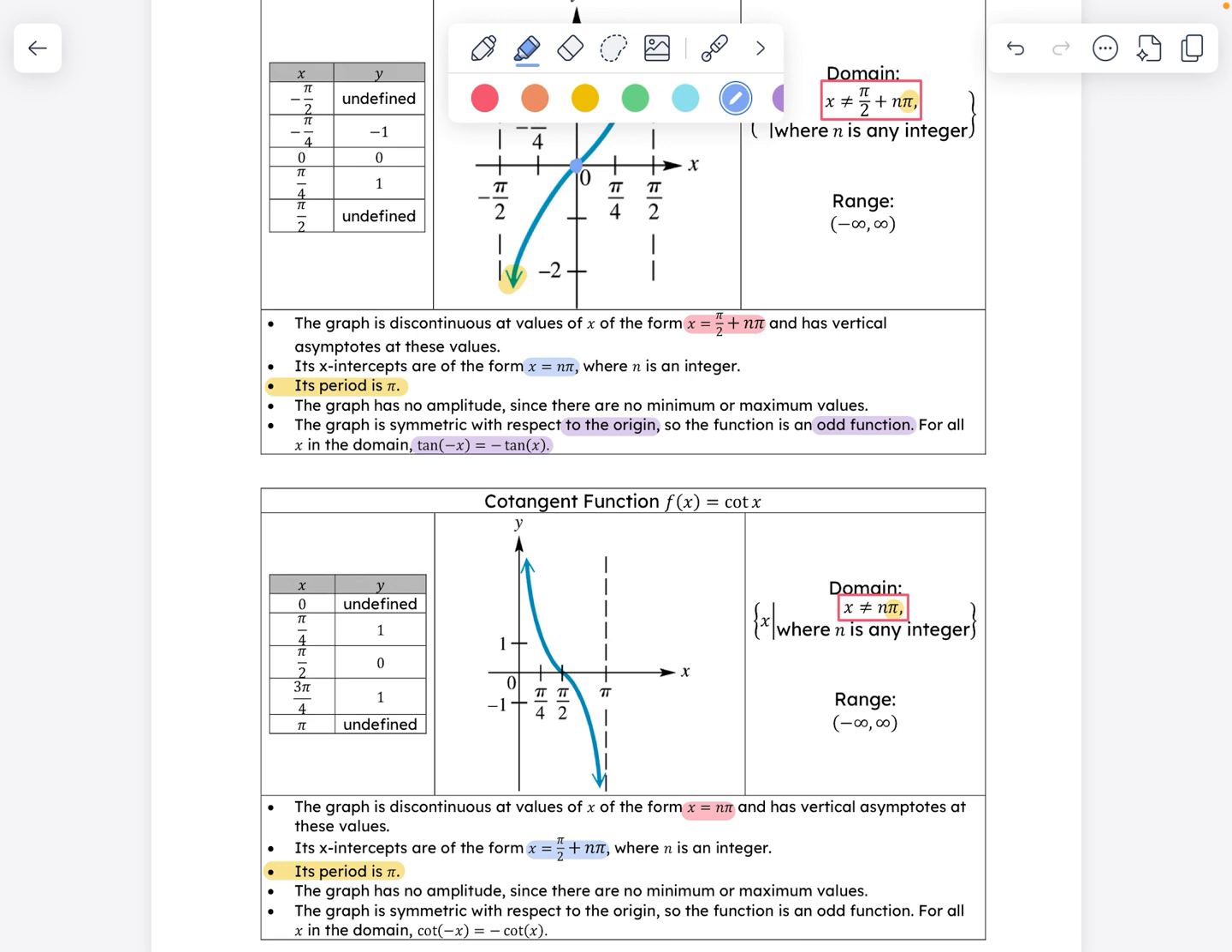If we are talking about it being even or odd, when we look at the graph, this one is still an odd function. So it still has symmetry with respect to the origin. It's an odd function, and cotangent of negative x is still equal to negative cotangent of x. So it's not like yesterday where sine and cosine were opposites. These are both odd functions.